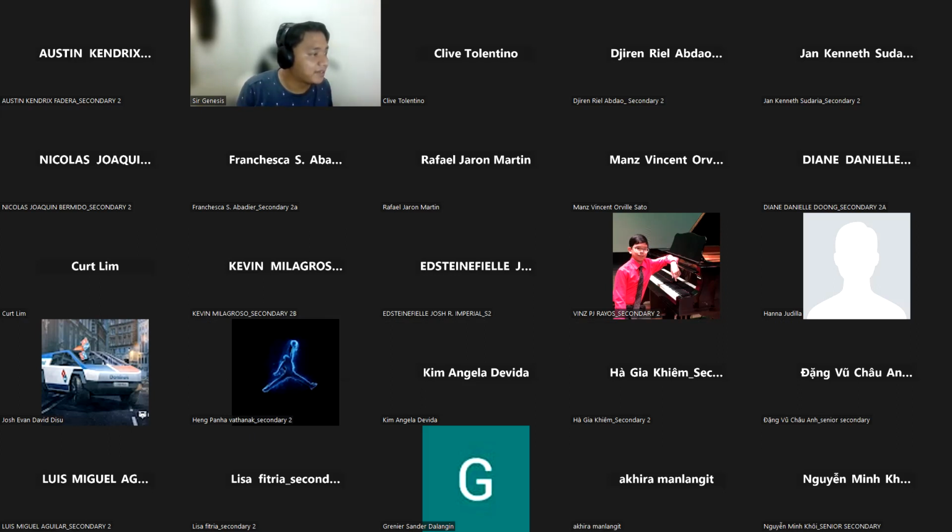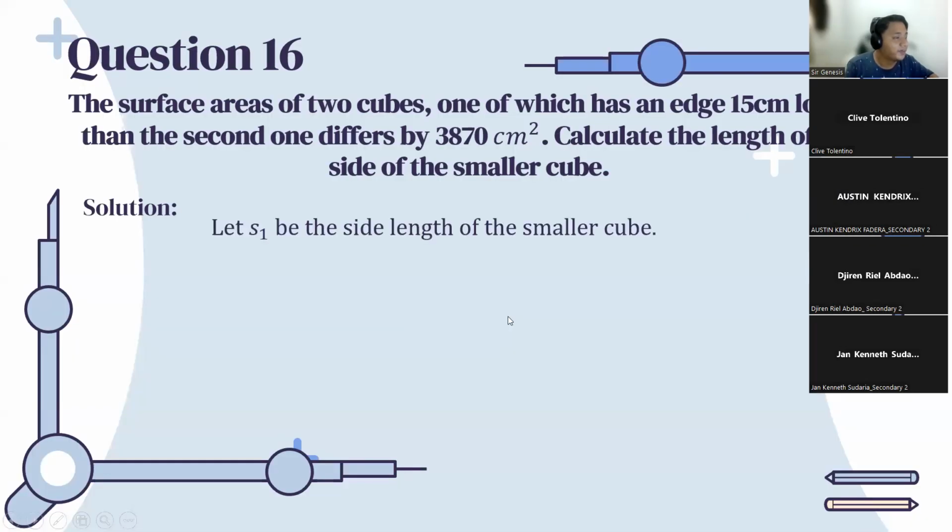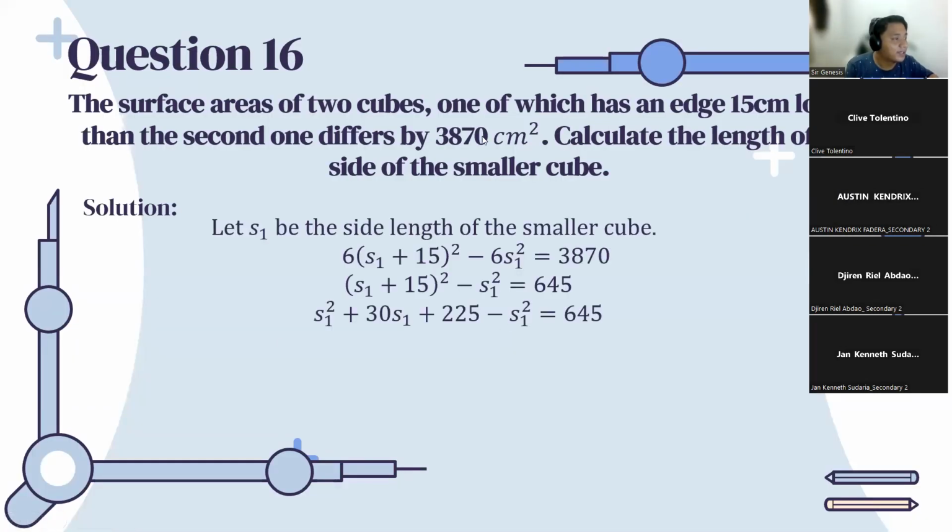Share screen, number 16 here. The cube one. Why did it become 30s plus 1? That is because when you try to get the perfect square, you will get s sub 1 quantity squared, and then you have 30 s sub 1 plus 225. Removing this one, because you can subtract the two of them, you'll be left with 30 s sub 1 plus 225.